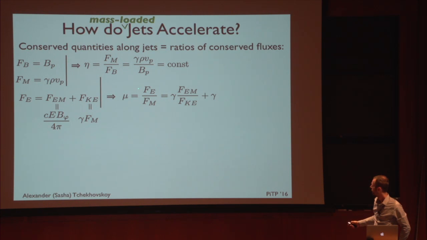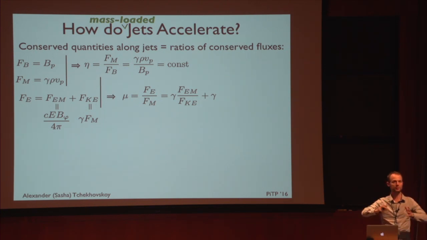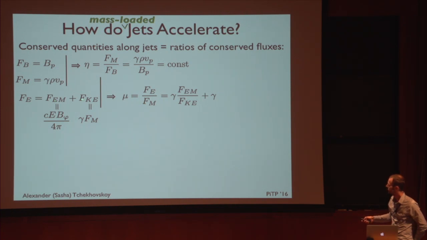So if we look at the ratio of Fe over Fm, the energy flux to the mass flux, this is a really important quantity. What it's telling us is, what is our energy budget? If we were to convert all energy flux into mass flux, how large would the Lorentz factor be? That really tells us the maximum Lorentz factor that a flow can have, and we will see it in a different way in just a second. So the first term here is the ratio of electromagnetic energy flux to the mass flux. But mass flux is kinetic energy flux over gamma, so we get a gamma times the ratio of electromagnetic to kinetic energy flux in the first term. And the second term is simply gamma, because kinetic over mass flux is just gamma by this equality.